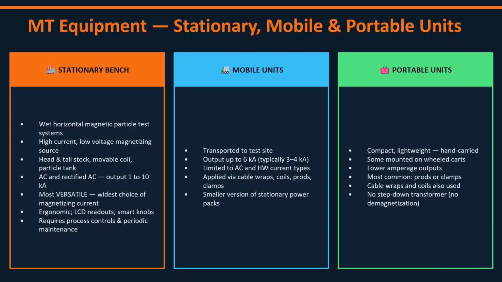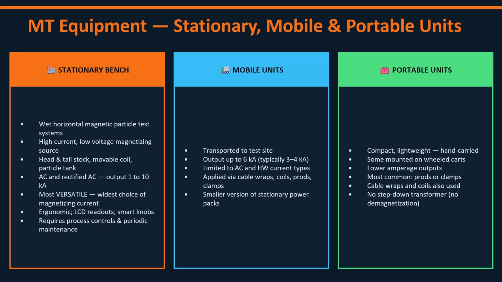The choice is driven by component size, access, current requirement, production volume, and the required technique. A stationary wet bench offers the greatest versatility. It normally combines a low-voltage, high-current power source with head and tailstock arrangements, a coil, a particle tank, and controlled inspection lighting. This is ideal for repetitive examination of shafts, forgings, gears, and other components that can be brought to the workshop. Mobile units bring more capability to the work site.